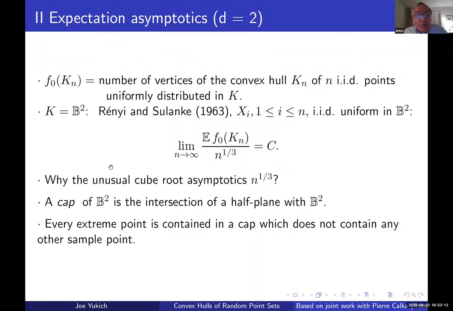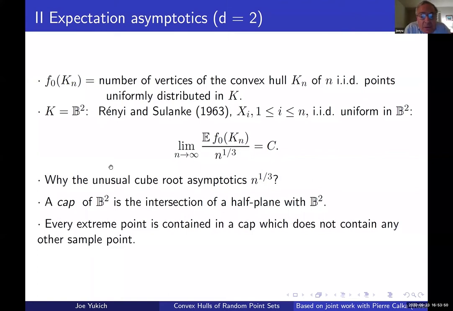So Rényi and Sulanke showed in 1963 in their seminal work that if one has IID points put down in the unit ball, then the expected vertex count for the convex hull of these n points displays cube root asymptotics, namely the limit of the ratio of the expected vertex count to n to the 1/3 converges to some finite positive constant c. Now, why are there these unusual cube root asymptotics?